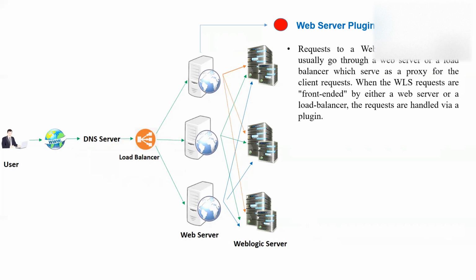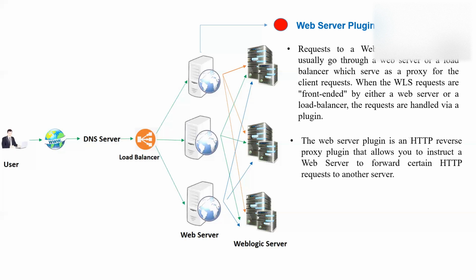So what exactly is a plugin? Requests to a WebLogic server usually go through a web server or a load balancer, which serves as a proxy for the client request. When the WLS, that means WebLogic server, requests are front-ended by either a web server or a load balancer, the requests are handled via the plugin. So whenever a request from your OHS, or Oracle HTTP Server, needs to be sent to your backend application server, which is a WebLogic server, then requests go through the WebLogic server plugin module.